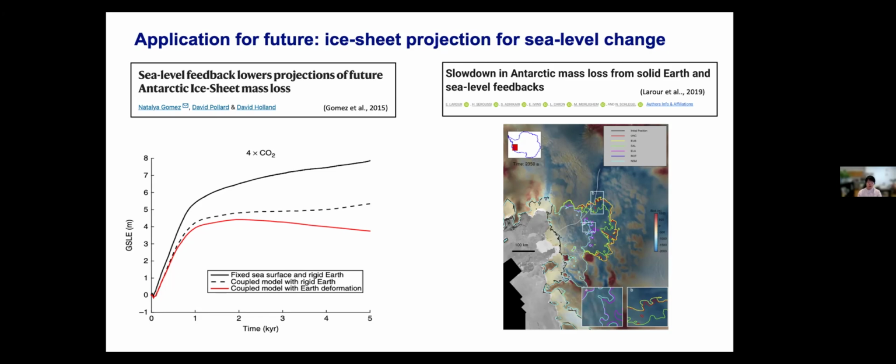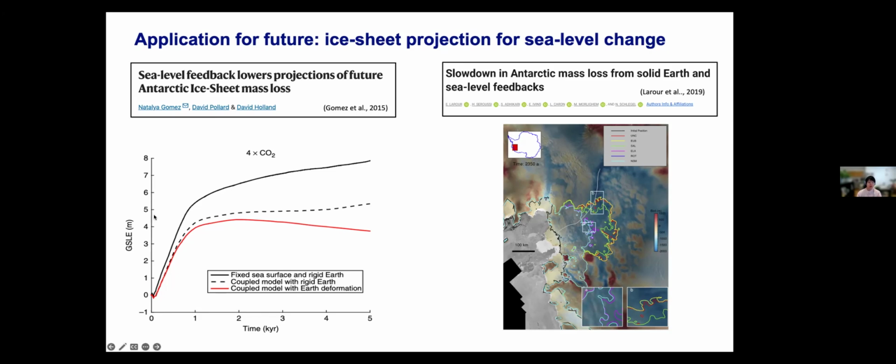However, now we are learning more and more about how incorporating GRD effects might be important for projecting future ice sheets as well. There are only a handful of studies that really captured full GRD effects for projections, and those are two studies published in 2015 by Gomez et al. and 2019 by Larour et al.